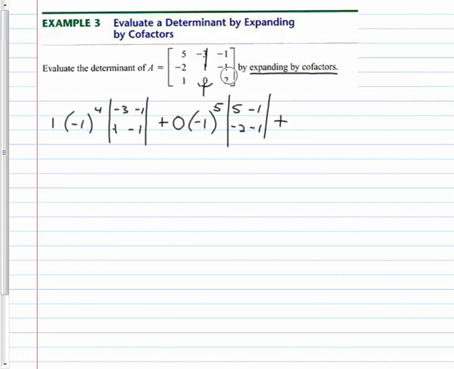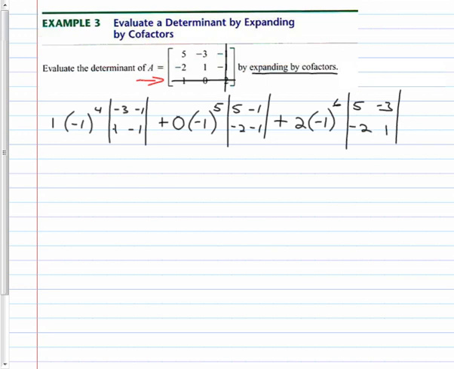Plus... And then I keep going across that row. We decided we were going to use this one. So I just keep going across the row. Now I'm over there to the 2. So I cross off the row and column. So I have 2 times negative 1 to the 6. It's row 3, column 3. 3 plus 3 is 6. Times its minor determinant. 5, negative 3, negative 2, 1.